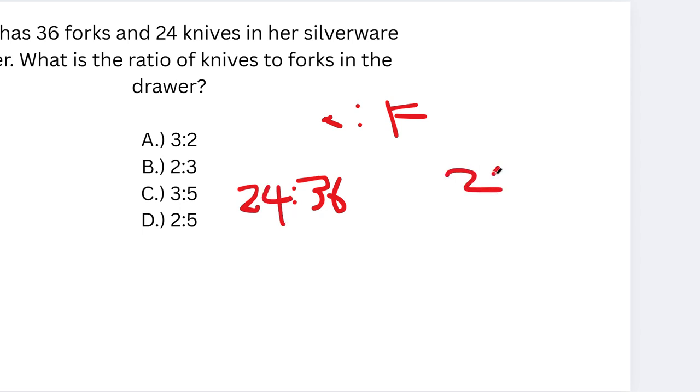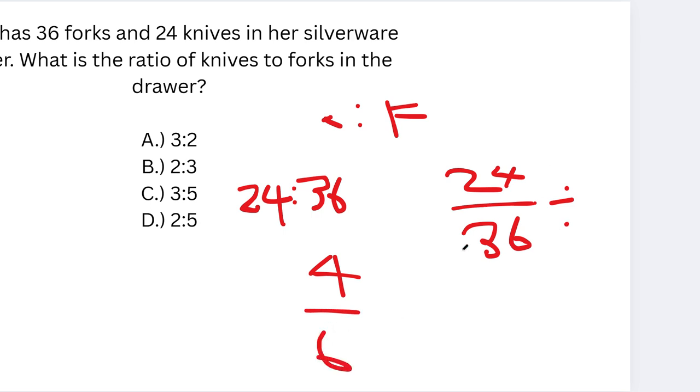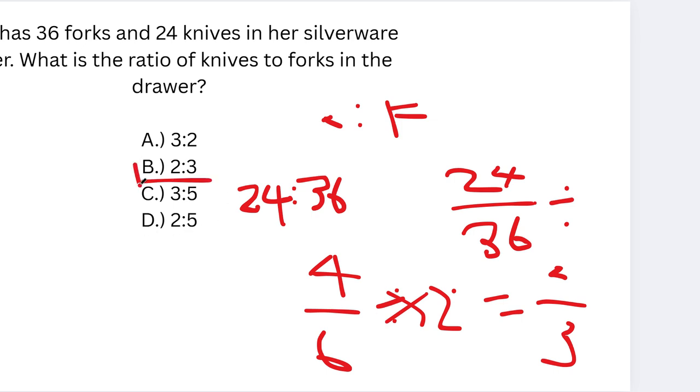Let's put that in fraction form to make it easier to see. The greatest common factor is 6, so we can divide each one of these by 6. This gives us 4 over 6. Actually, I'm sorry, the greatest factor is 12, so we could just divide this again by 2, which is just 2 over 3. And 2 over 3 is B, also 2 to 3.